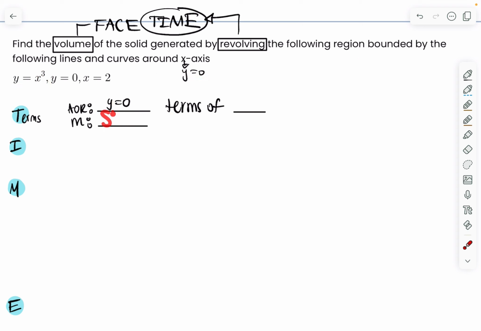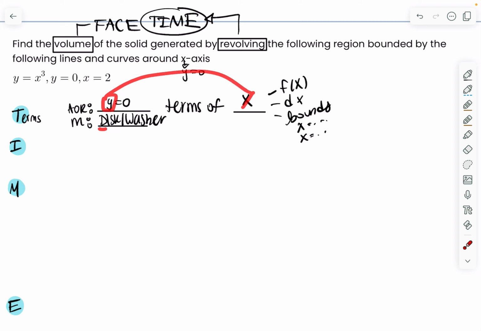If I were to do shell, which is the other half of the rule, S for same, take the same letter, that's y. Everything would have to be in terms of y, including my functions, in this case my equation. That means that I have to solve for x to get the terms y, and that's more work for me. So my thought process is, let me choose the method that's going to give me less work, and that allows me to keep my equation in the terms that it already is, and so that is disk or washer.